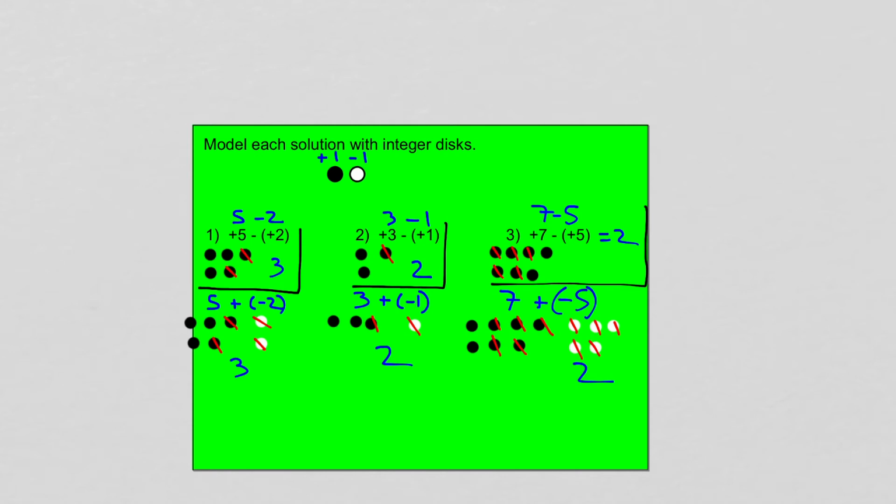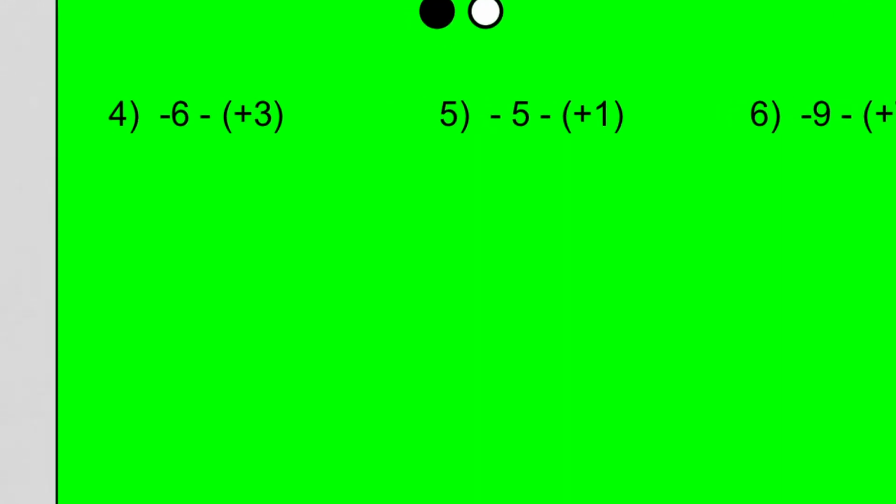Now let's look at another set like this. Okay, it's still subtracting a positive. Subtracting a positive is the same as adding a negative. Well, if we were to model this out, I would have 6 negatives, and I want to take away 3 positives. Here's the trouble.